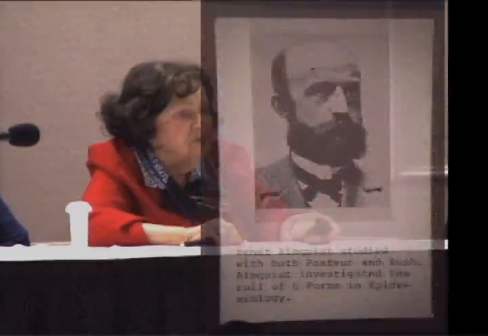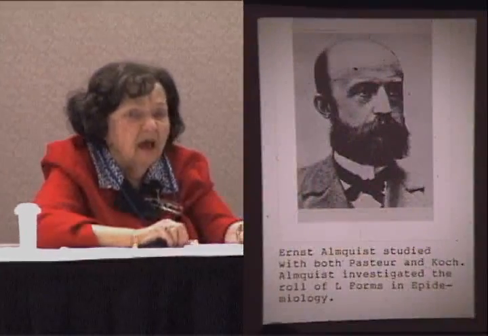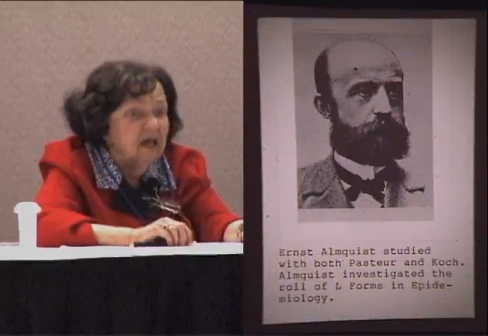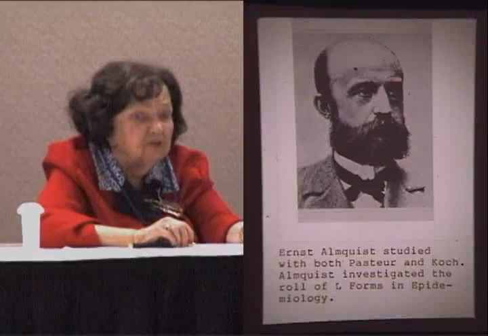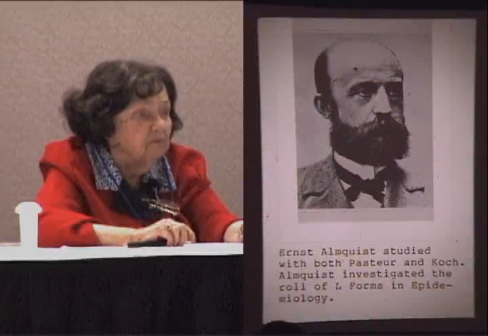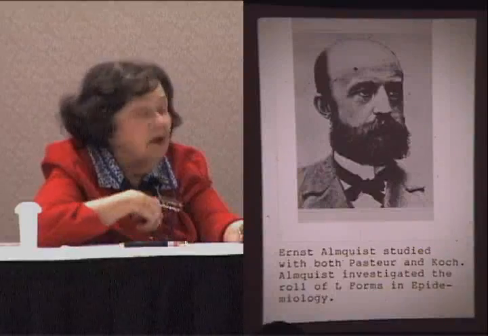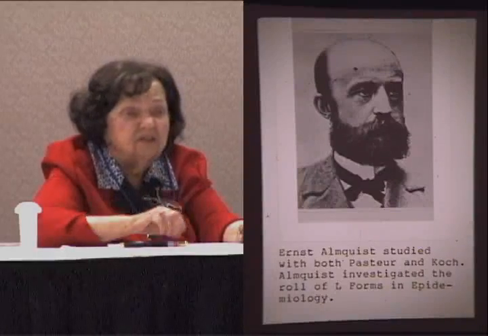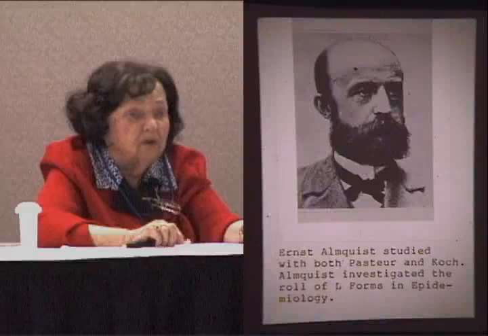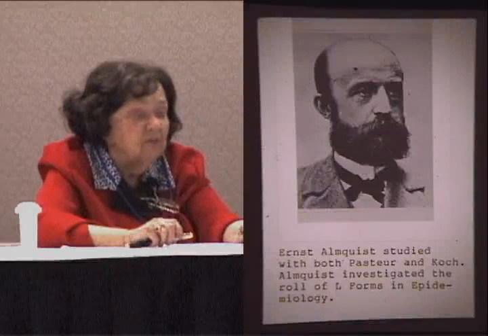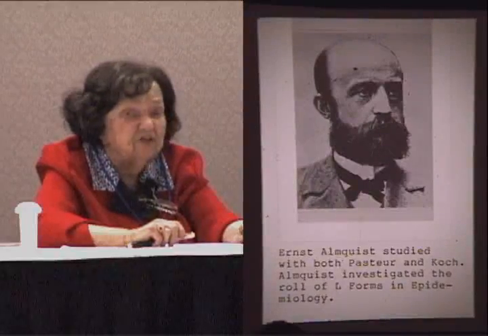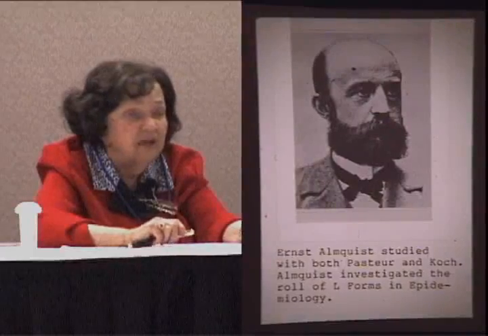This is Almquist, who spent his lifetime as an epidemiologist, but as a hobby, he studied cell wall diversity of bacteria. And he had been in the labs of both Koch and Pasteur. Koch and Pasteur had seen these, and they knew they were virulent. But Almquist is the one who wrote a lot about them. And he said one lifetime wasn't enough time to see all the variation that a single species could have.